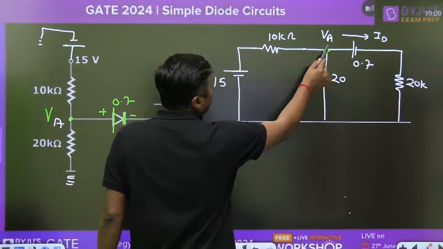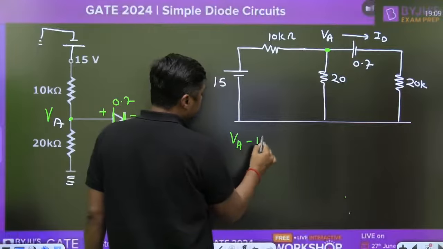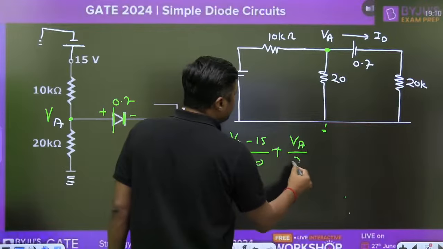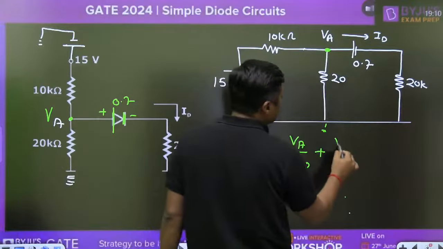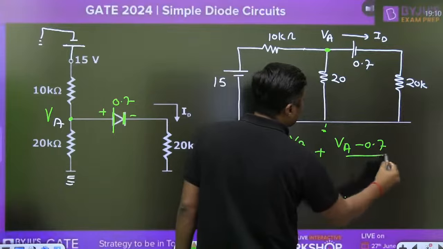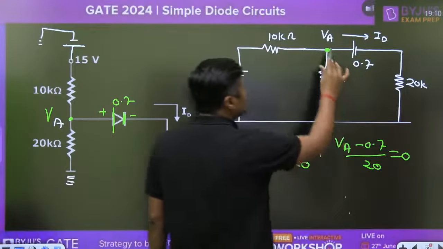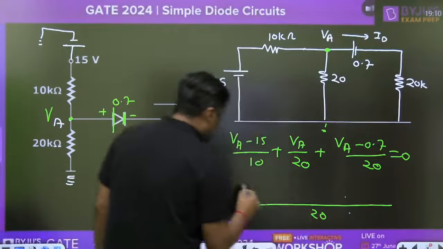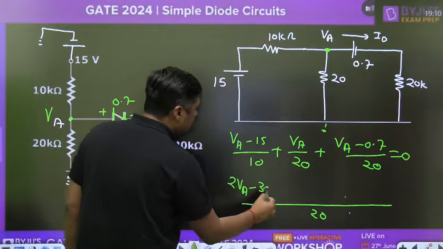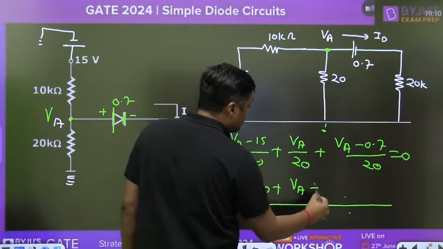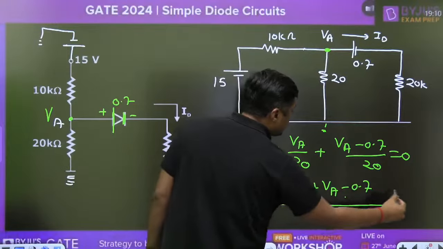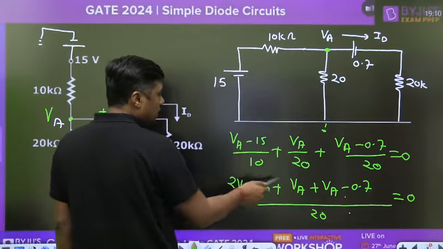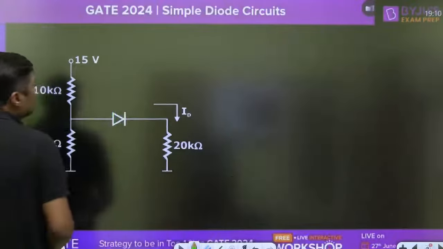node equation at this point: VA minus 15 divided by 10 plus VA minus 0 divided by 20 plus VA minus 0.7 divided by 20 will become 0. Just find the value of VA. So you can take 20 as the LCM. It will become 2 VA minus 30 plus VA minus 0.7 plus VA, equal to 0. The 20 will cancel. So 4 VA is equal to 30.7.